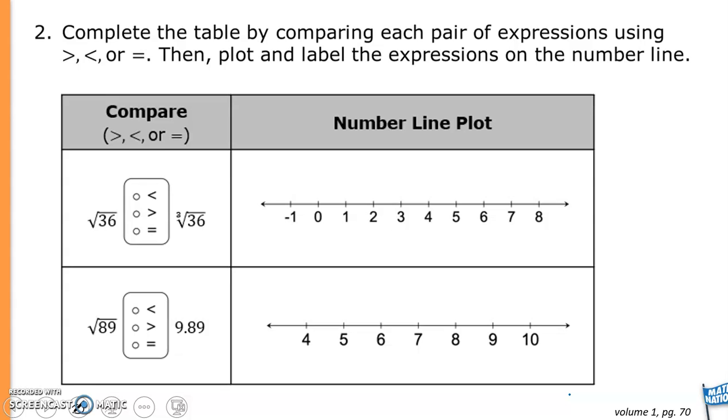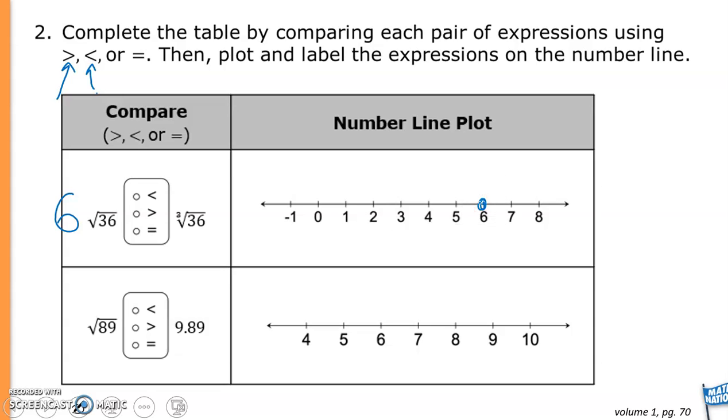Complete the table by comparing each pair of expressions using the greater than, less than, or equal to sign. Then plot and label the expressions on the number line. Remember that this one that looks like the letter L is the less than, and this one that looks like the number 7 is the greater than. So square root of 36, we know that one, that's a whole number, that's a perfect square, that's 6. So obviously I'm going to plot that one right at 6.